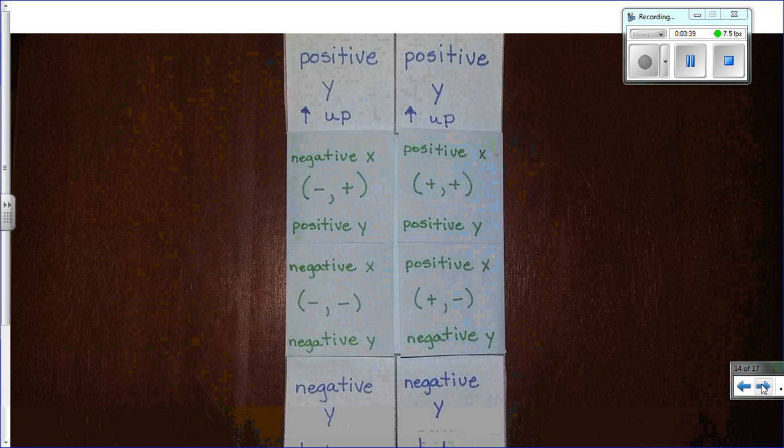So when you fold in the two side pieces, you're going to put the signs of the ordered pairs that are in there. So top left-hand corner, you have a -x, positive y. Top right-hand corner, positive x, positive y. Bottom left-hand corner, -x, -y. And the bottom right-hand corner, you'll have positive x, -y.